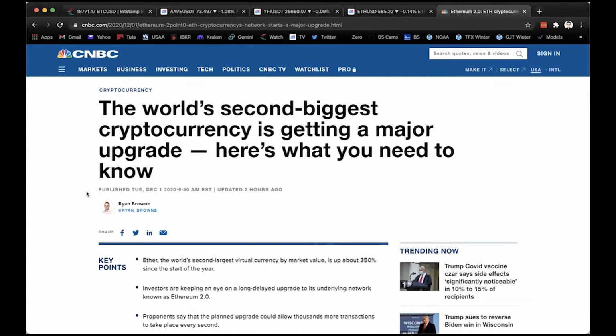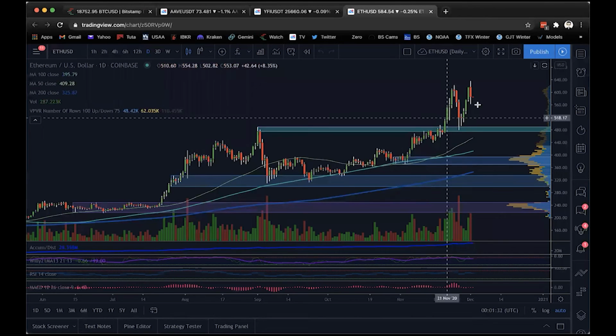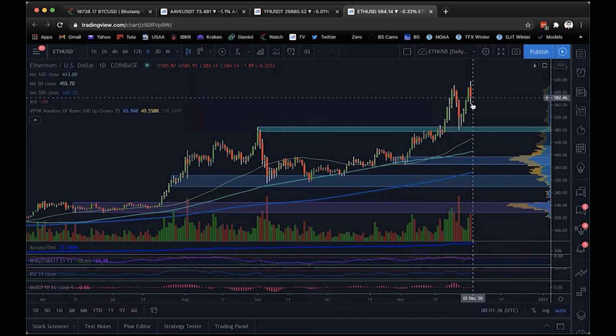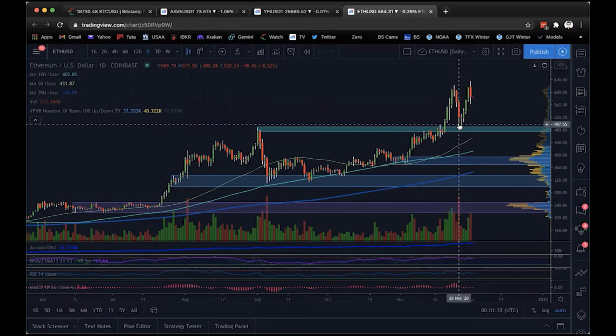But what I'm interested in is what does this do to price? What has this done? We can see that it's been a classic buy the rumor, sell the news kind of thing. It wasn't a rumor, but it's buy the lead up to the event and then sell the event.